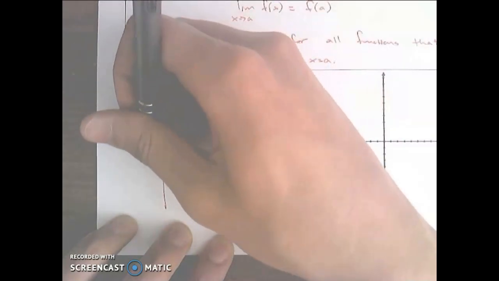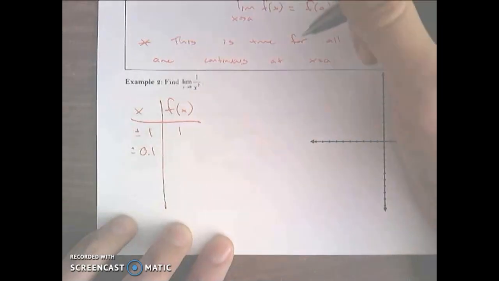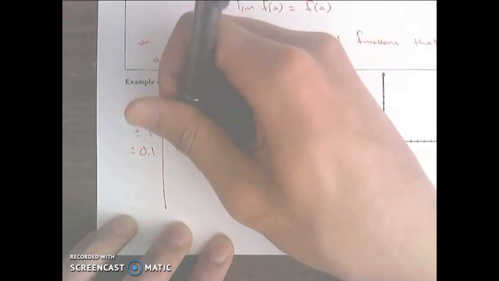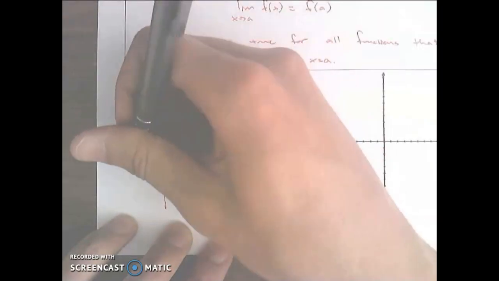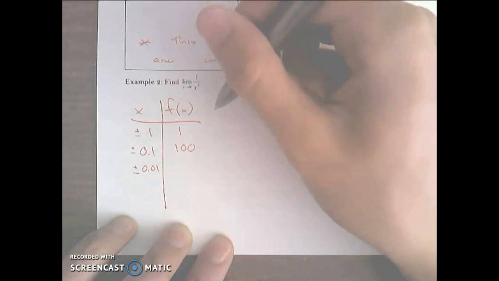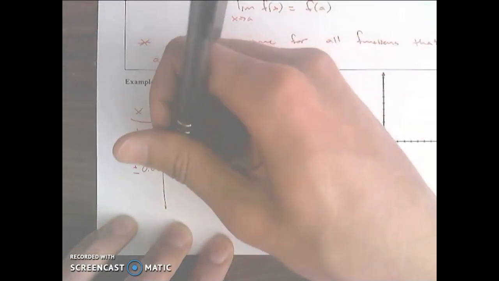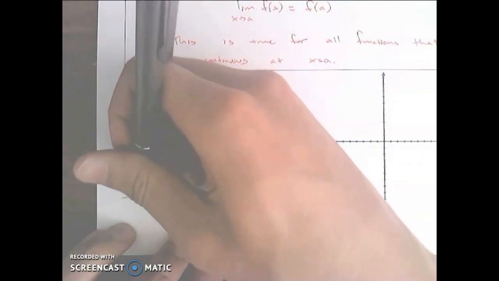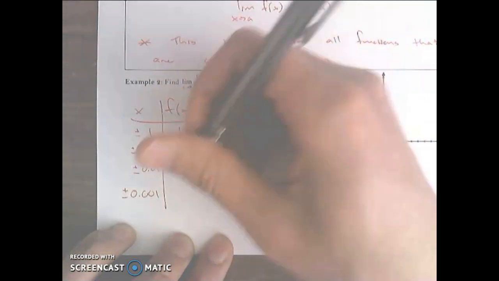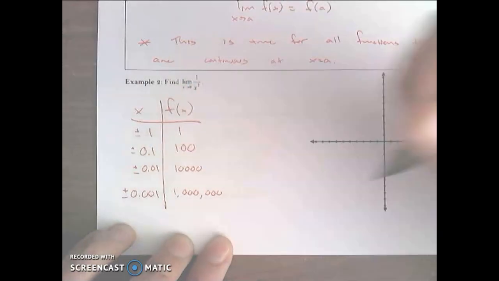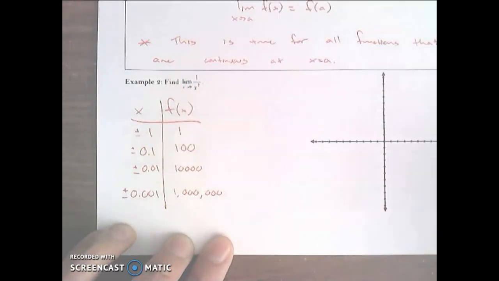We can plug in 0.1, again, plus or minus. 1 over 0.1 squared is 100. We have 0.01. 1 over 0.01 squared is 10,000. And we'll go one more. We'll say plus or minus 0.001 gives 1 million. So this grows very, very quickly as we get closer to 0.